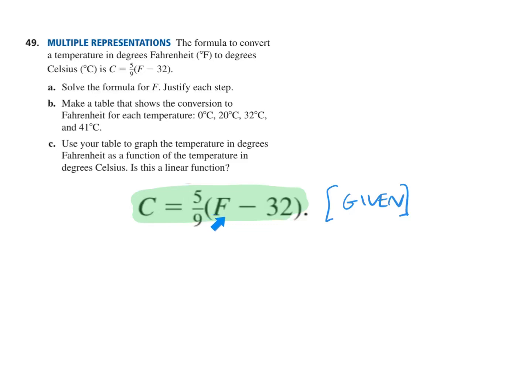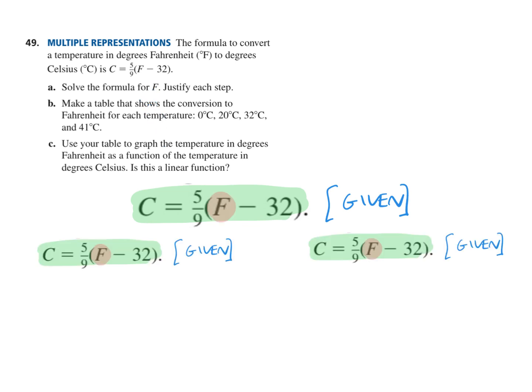The very first statement is always given. Alright, we're supposed to solve for f. Two ways students might approach this algebraically. Some students might get rid of this group times 5/9.